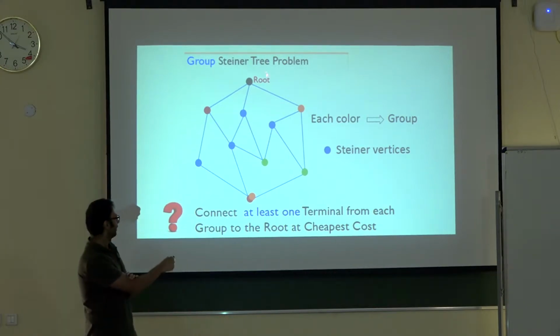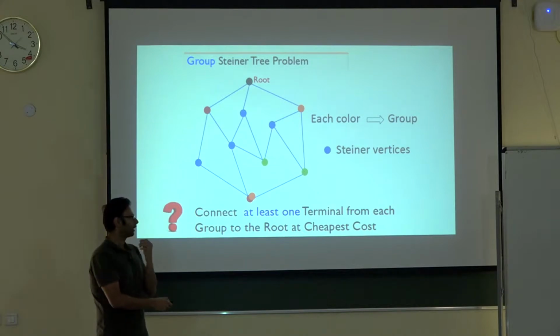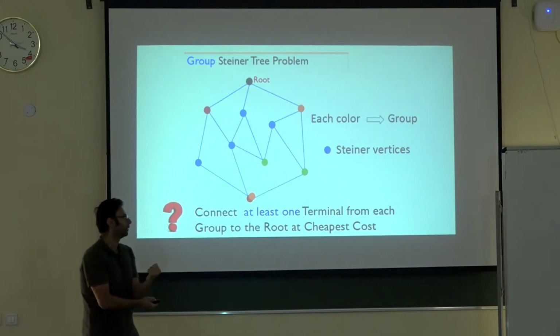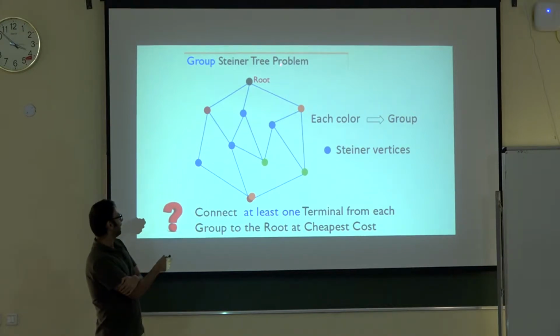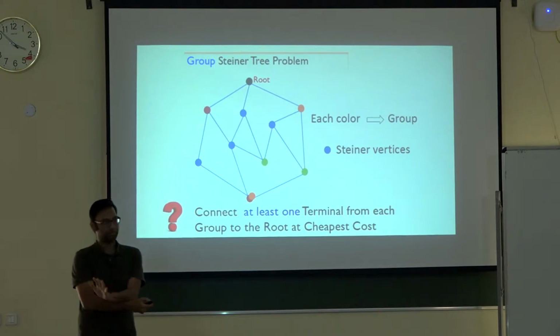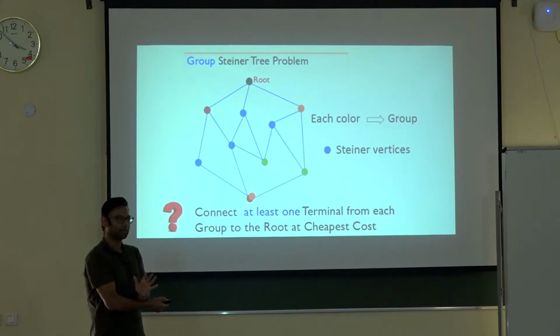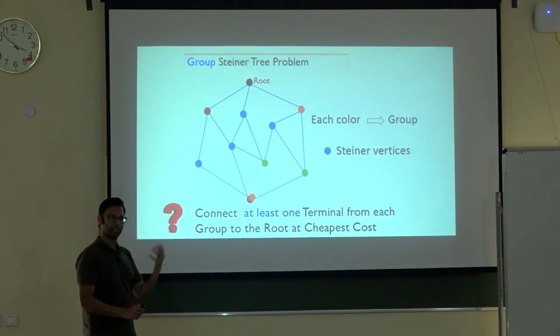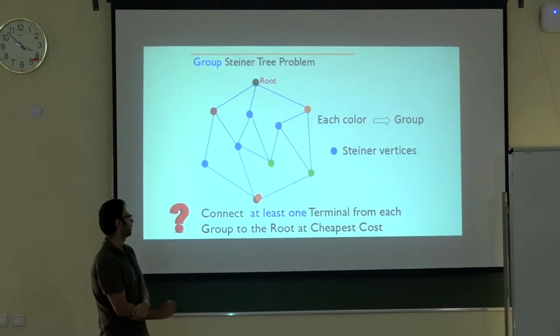Okay? And let's call each of the color classes a group. Each color class, I just call it a group. Yeah? It's a group of terminals. And in addition, let me also introduce a root vertex in my graph. So this problem can also be defined without the notion of a root vertex, but just to keep the definition cleaner and simpler, let's stick to this version. Okay, it's a rooted Group Steiner tree problem if you want.